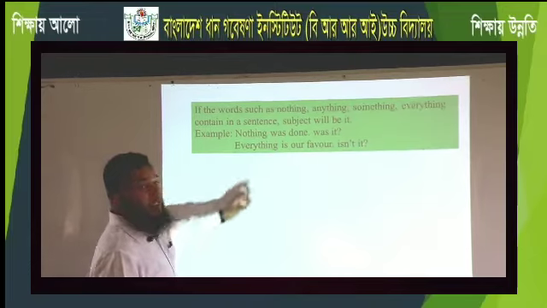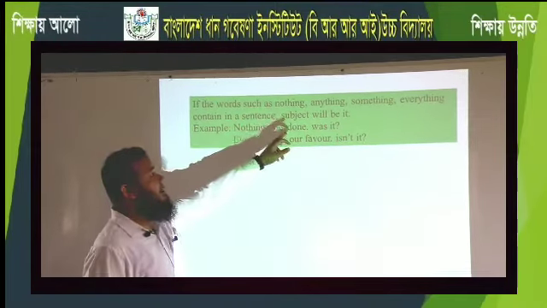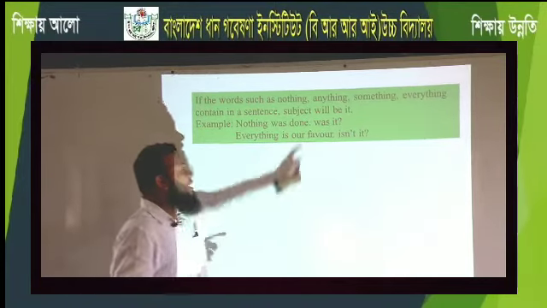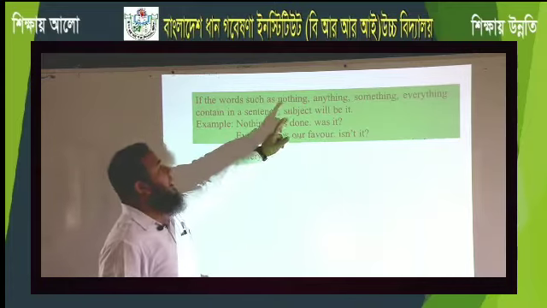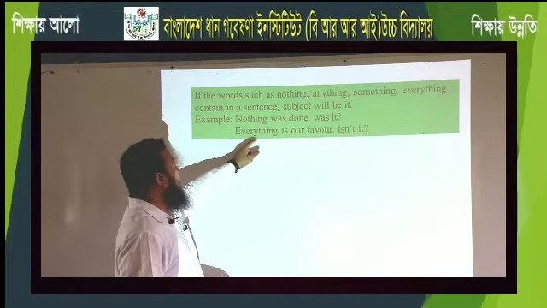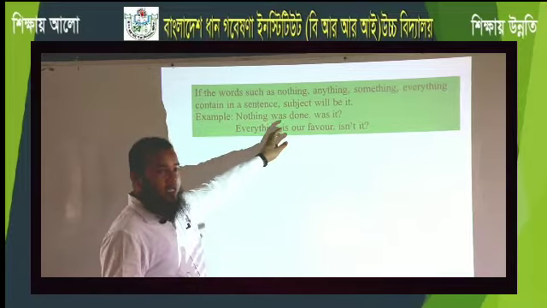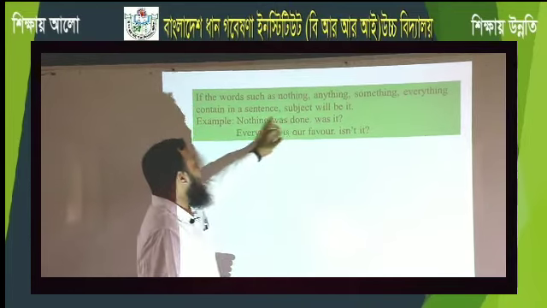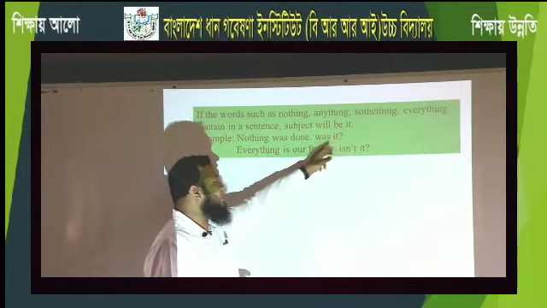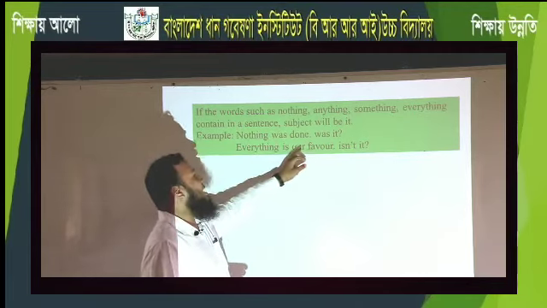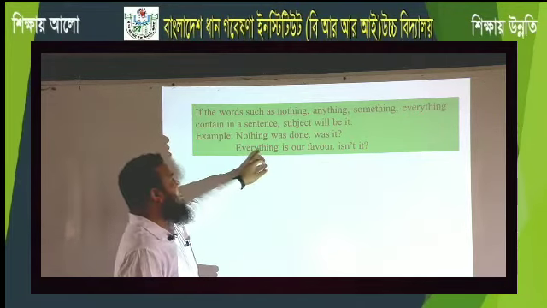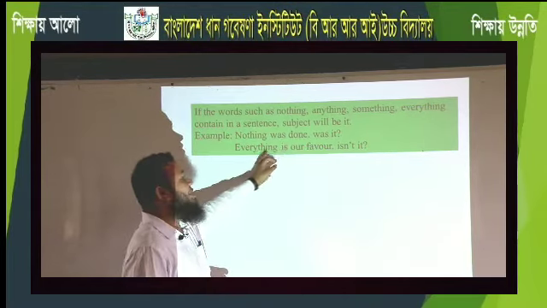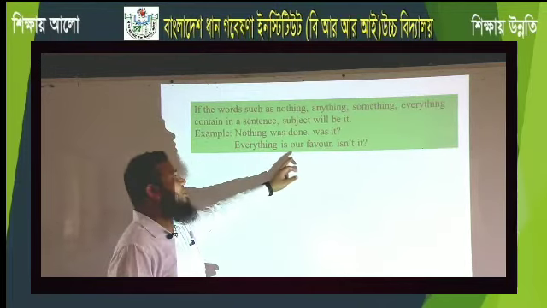Again I repeat this topic since it is very important. Nothing, anything, something, everything. If you get any of these, in that case we have to use it instead of nothing, anything, something and everything. Then according to the auxiliary verb we have to use other rules. Suppose, for example, nothing was done: was, and nothing is negative, so we have to use only it instead of nothing. And everything is in our favor. In that case we use is as the auxiliary, we use not, isn't, and instead of everything we use it. So our answer will be isn't it.